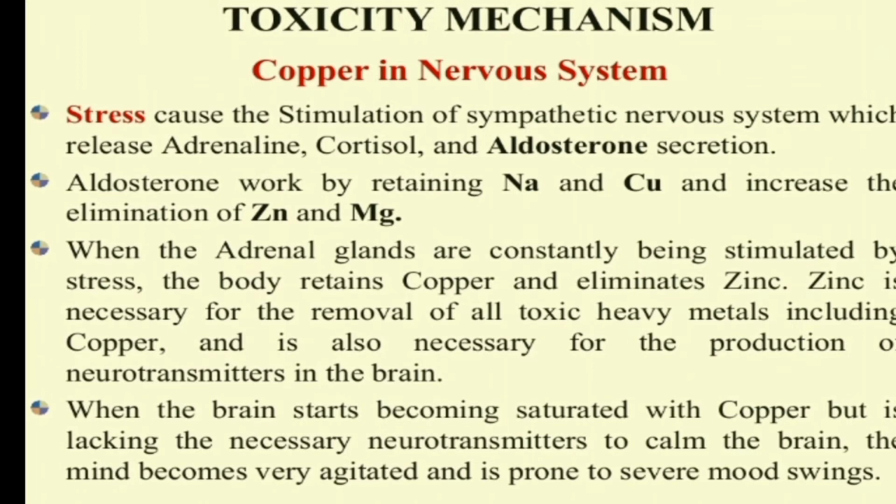And when the brain becomes saturated with copper, because of the lack of necessary neurotransmitters, which are actually required to calm the brain, the mind will become agitated, and because of this agitation, it will be prone to severe mood swings. So this is the mechanism of copper in the nervous system.